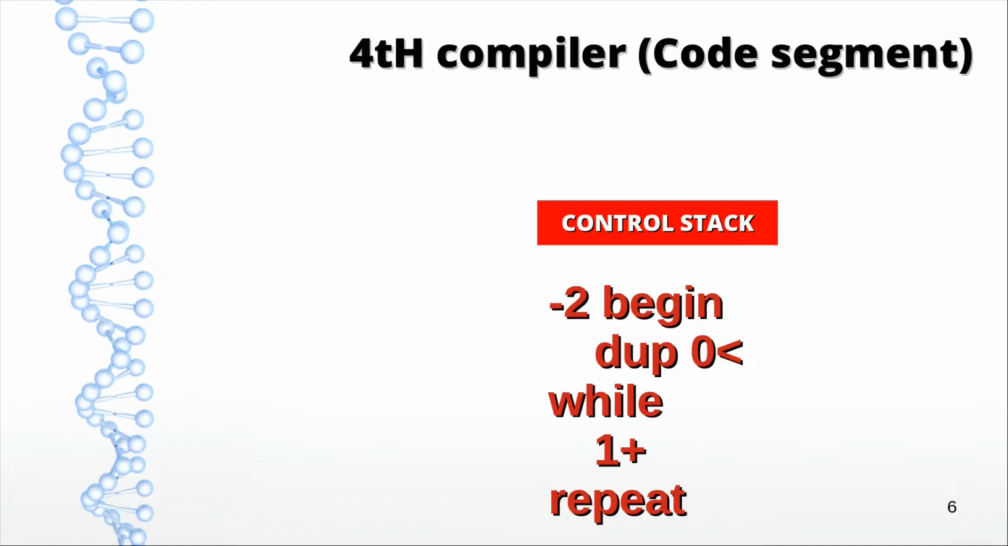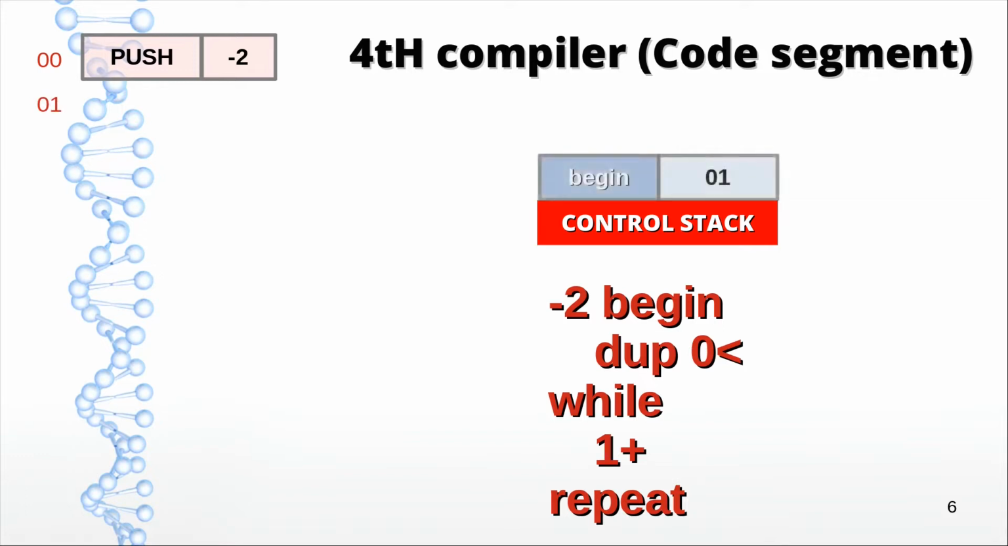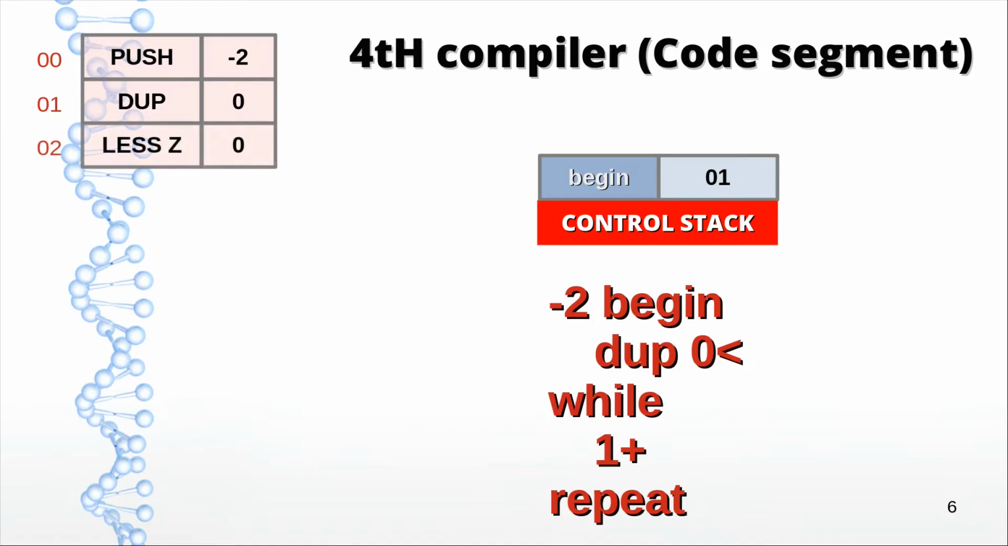So let's start compiling. The -2 is a number, so we can push that one on the stack. Then we encounter begin. It may surprise you, but begin doesn't compile to anything. It just pushes its reference and address on the control stack, and we're done. DUP is a built-in, so we compile that one straight away. The same goes for 0 less. Note that none of these require an operand.